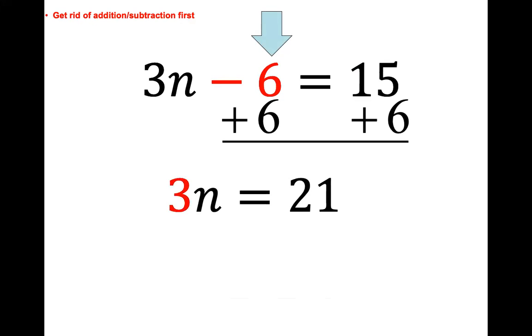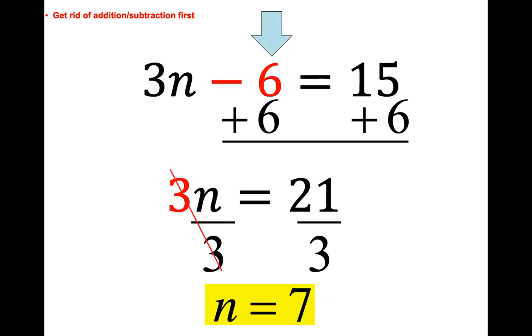Okay, so to get rid of 3, it's attached to n by multiplication. We do the inverse. The inverse of multiplication is division. We're going to divide both sides by 3. N equals 7. Therefore, n equals 7, and you're done.